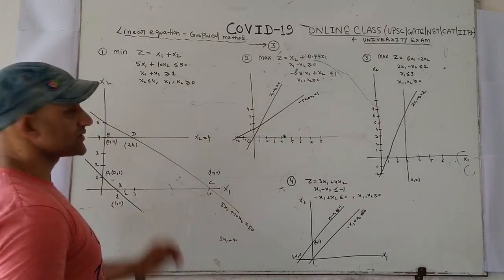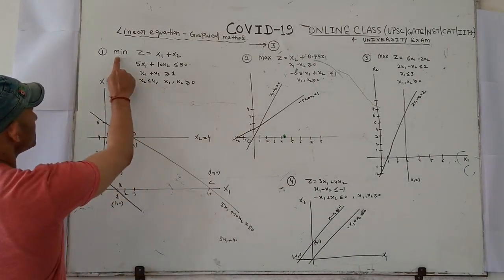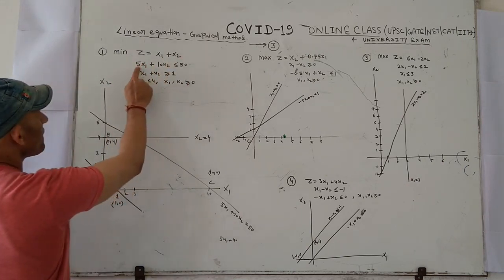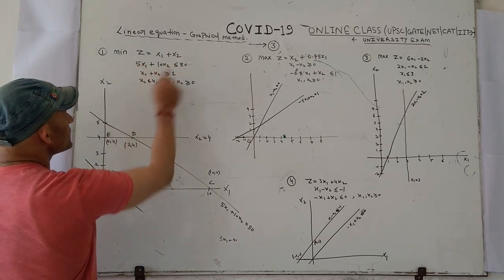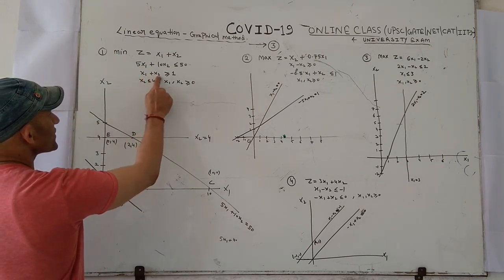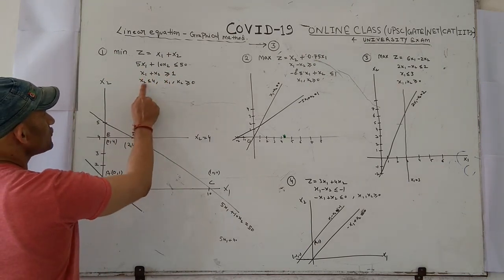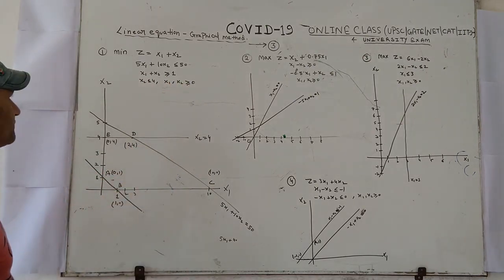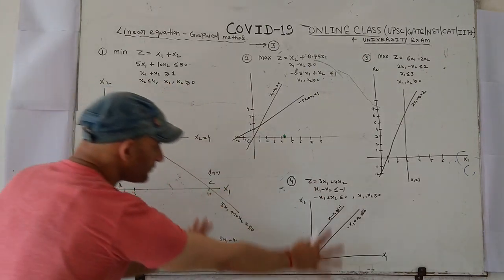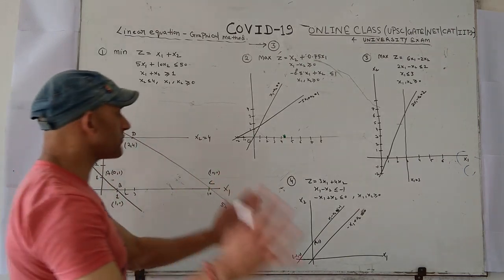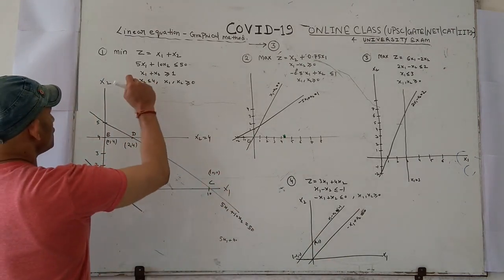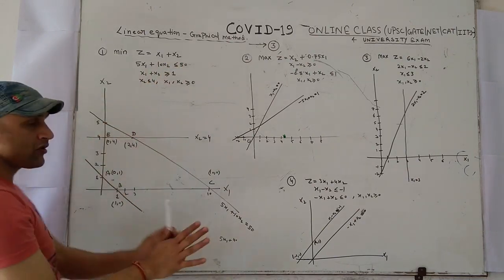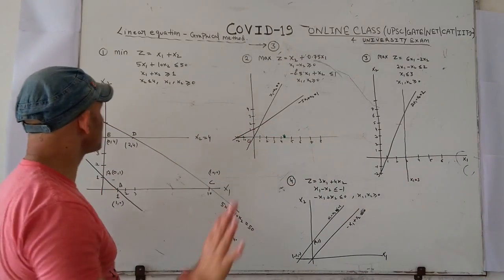So the first question: what they have asked is minimize z = x1 + x2, subject to 5x1 + 10x2 ≤ 50, x1 + x2 ≥ 1, x2 ≤ 4, and x1, x2 ≥ 0. Already we have drawn these to save time. First, the inequalities we have drawn. How to draw them we already discussed in the previous lecture, you must go through it.